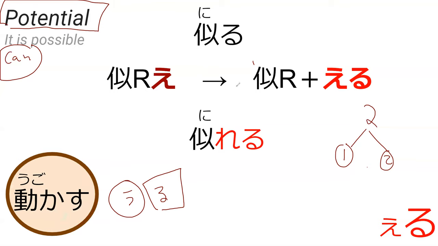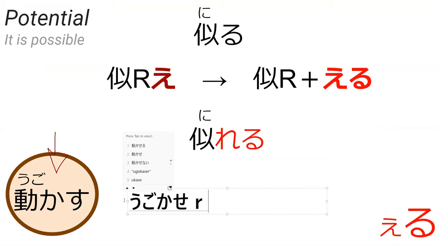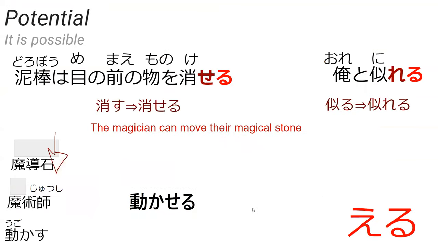Perfect. Anyway, the way the potential form is made is that you're adding an e sound to the end of the verb. So miru is r plus e, r plus u. So you delete that u, you add that e, and you make mireru, to be able to look. So how would you say to be able to move something? So it's ugokaseru. Perfect. Ugokaseru. To be able to move something. Exactly.